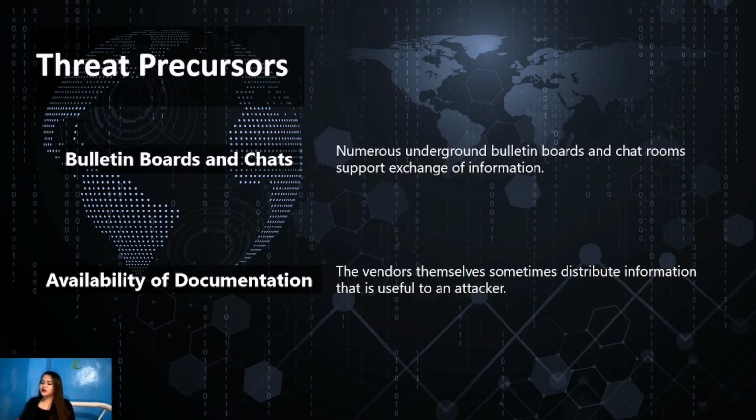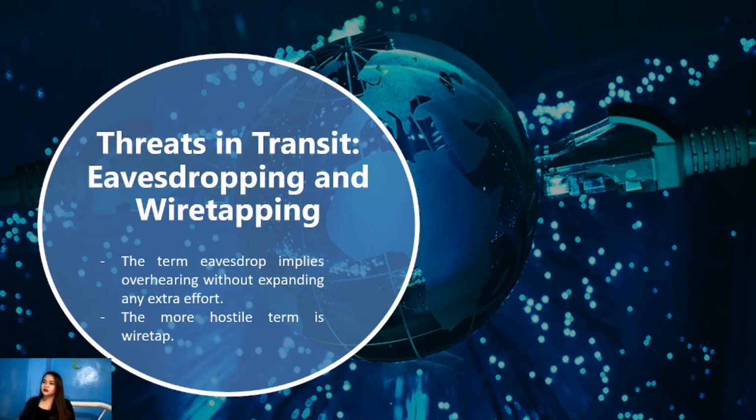We study the precursors to an attack so that if we can recognize characteristic behavior, we may be able to block the attack before it is launched. Next is threats in transit: eavesdropping and wiretapping. The term eavesdrop implies overhearing without expending any extra effort. For example, we can say that an attacker is eavesdropping by monitoring all traffic passing through a node. The more hostile term is wiretap, which means intercepting communication through some effort.